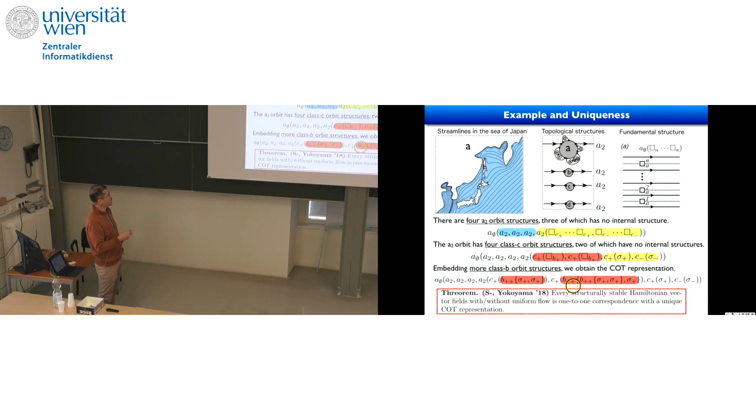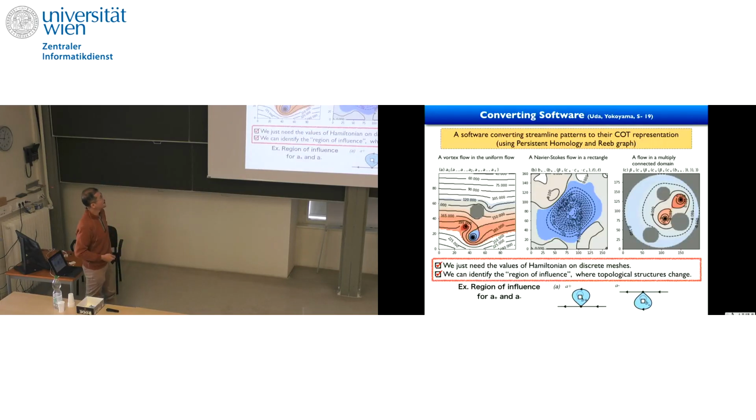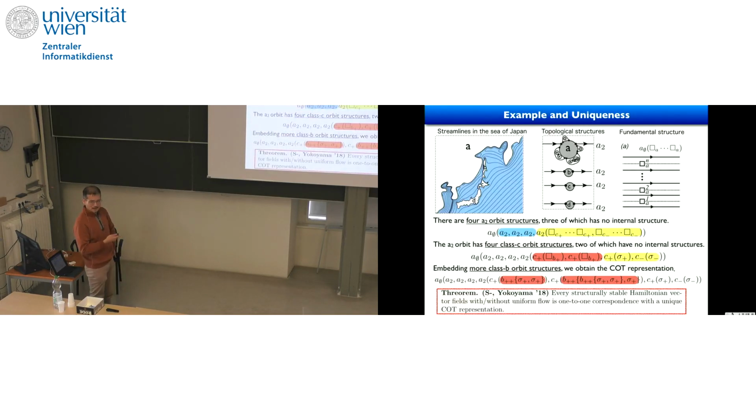So mathematically speaking, this kind of conversion is a one-to-one correspondence. This is a uniqueness result for converting the streamline pattern into the sequence of letters. Okay, so it looks very complicated, and it is very hard to understand how we convert the streamline pattern into a word.